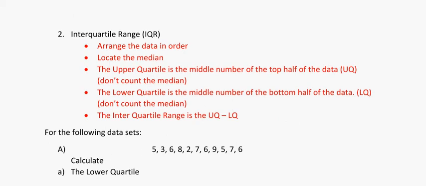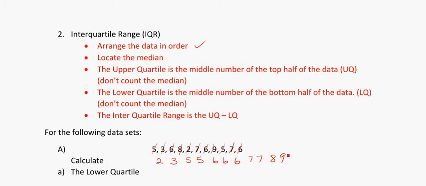So we've got some data. The first thing you do is arrange the data in order. The best thing once again is to cross them out as you go. So 2 is the lowest, and then 3. So we're putting them in order, and then we've got 2 5s, and then we've got 1, 2, 3 6s, 2 7s, an 8 and a 9.